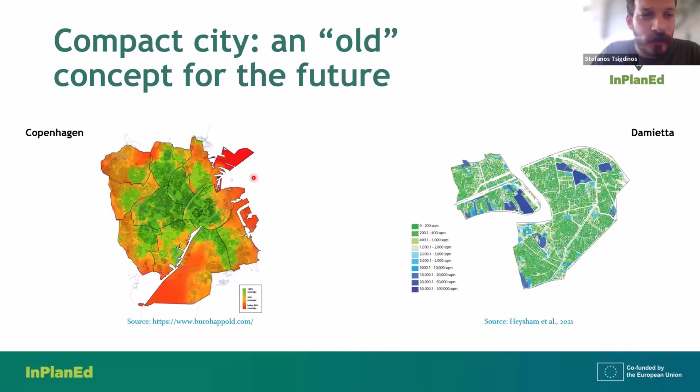Some examples, we have Copenhagen, which is a great example of this kind of compact city, because as Professor Bertolini showed before, before talking about sustainability, they tried to do an organized planning scheme for their city.